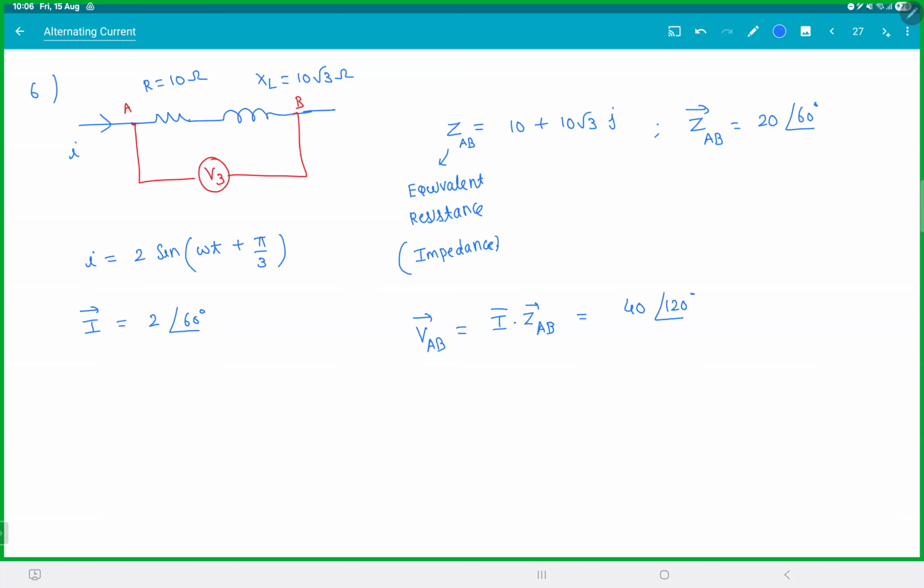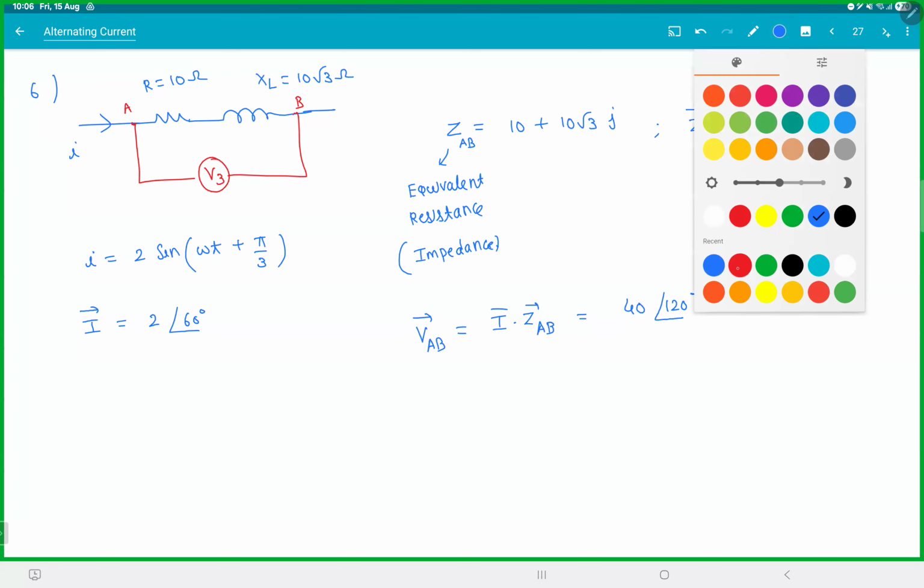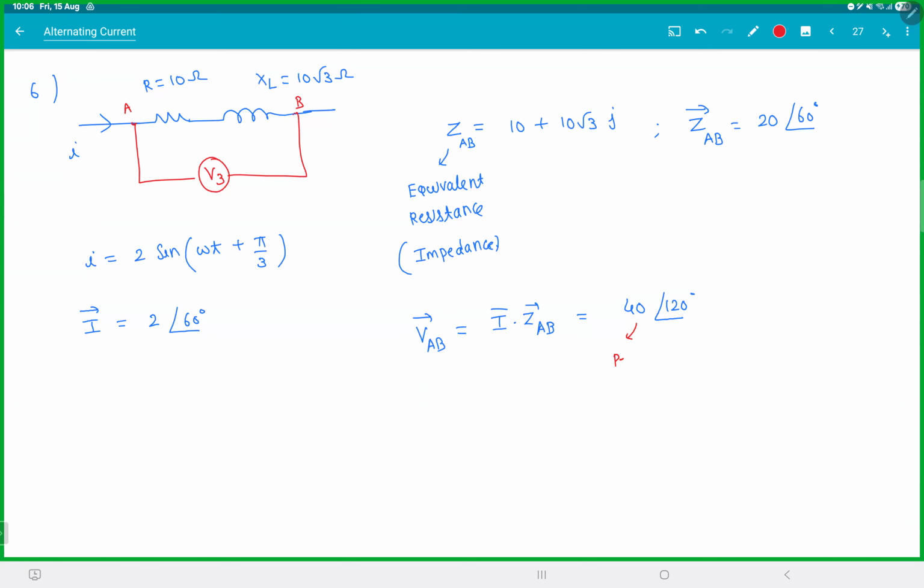Are you getting what we're doing? If you want voltage across A and B, find the resistance across A and B in complex form, get that into phasor and just multiply by the current. You want RMS value, right? Actually, the question got over. This is your peak value. Therefore, RMS value will be 40 by root 2. This will be the reading of V3.